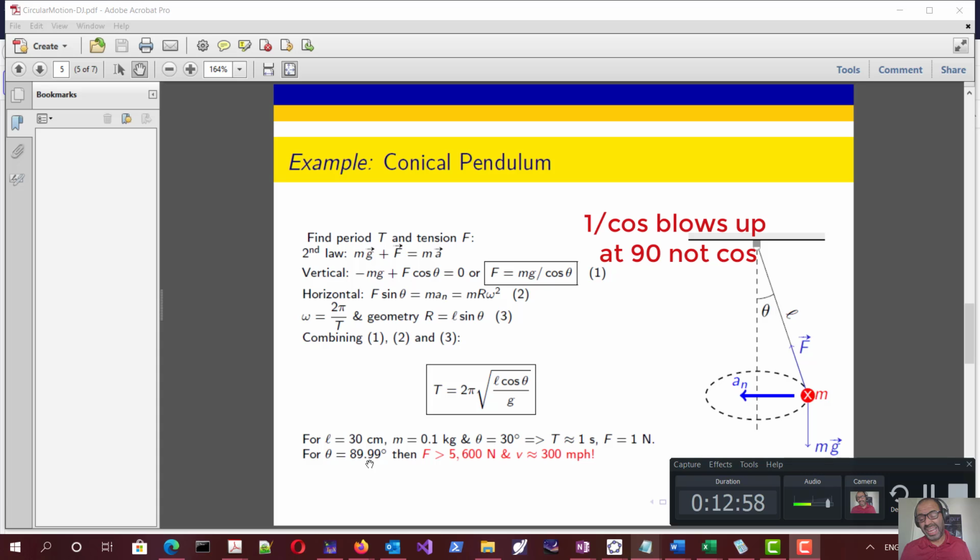But when you reach a very high angle, very close to 90 degrees, remember the cosine theta in here will blow up, will go to infinity, and the tension becomes so huge that this string probably is not going to be able to support that force. In this case, it reached 5,600 newtons, or actually more than that, and the speed will reach almost 300 miles per hour. This is going to be super fast.